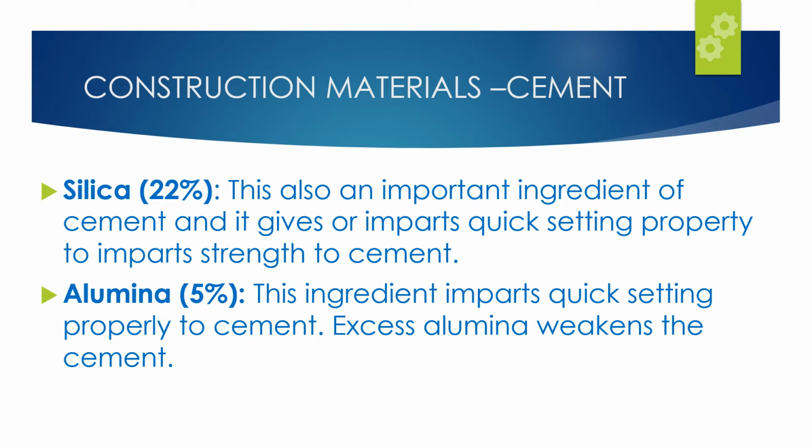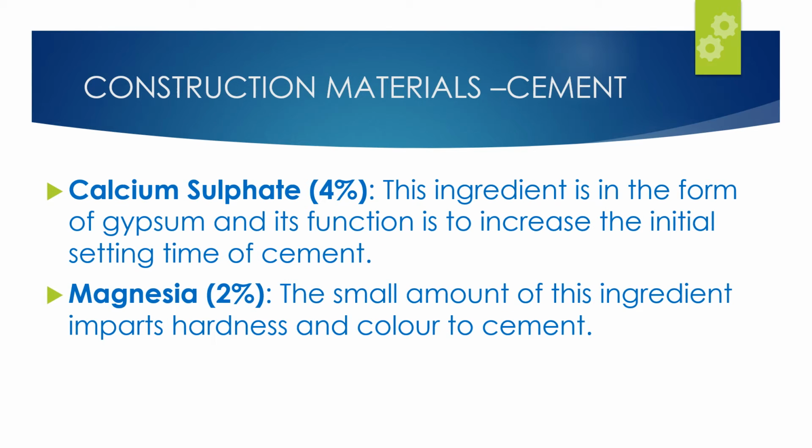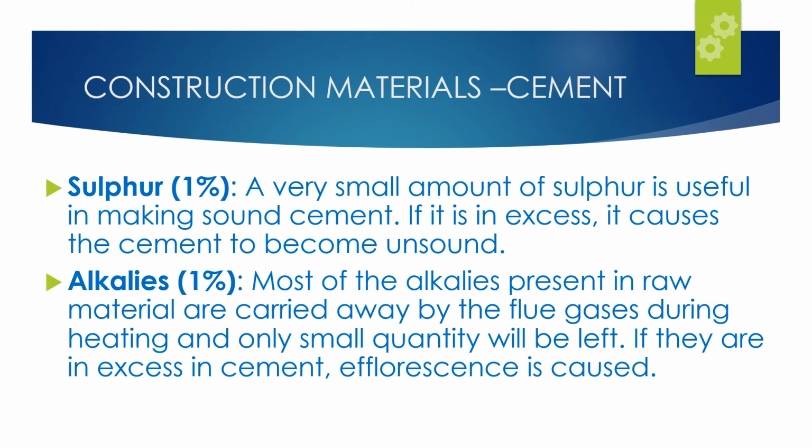Silica. This is also an important ingredient of cement and it imparts strength to cement. Alumina. This ingredient imparts quick setting property to cement. Excess alumina weakens the cement. Calcium sulfate. This ingredient is in the form of gypsum and its function is to increase the initial setting time of cement. Magnesia. A small amount of this ingredient imparts hardness and color to cement.